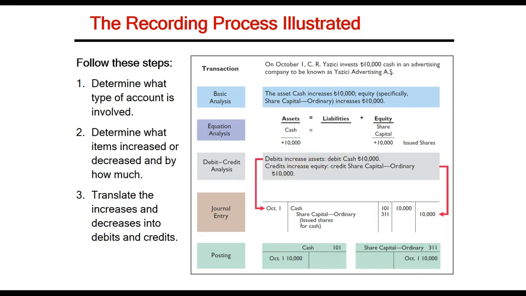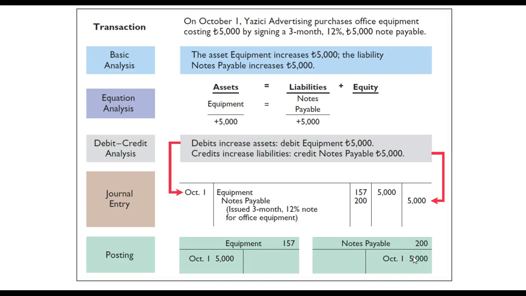So here's the recording process illustrated. October 1st, invest $10,000 in advertising. Well, the asset cash increases $10,000. Equity increases $10,000. So the way we record that in the journal is debit cash, $10,000. Credit share capital ordinary, $10,000. Then we transfer that. When we transfer it, we call that posting. So when we post to the ledger, we go to cash, debit 10, and share capital, credit 10.